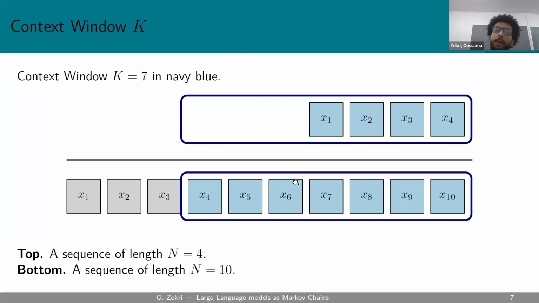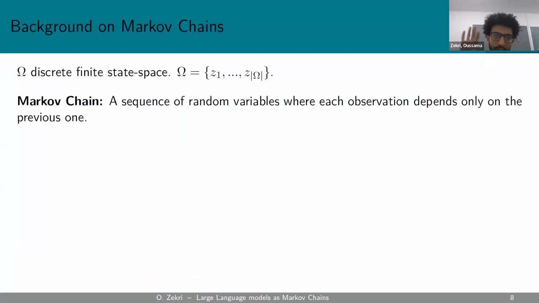And then let's talk about the second part of the title. So just to introduce some background on Markov chains. We will consider the simplest case of Markov chains: finite state space, discrete state space, and finite time. Basically this means that your dynamical system can take values in a discrete space with a finite number of values, and in discrete time.